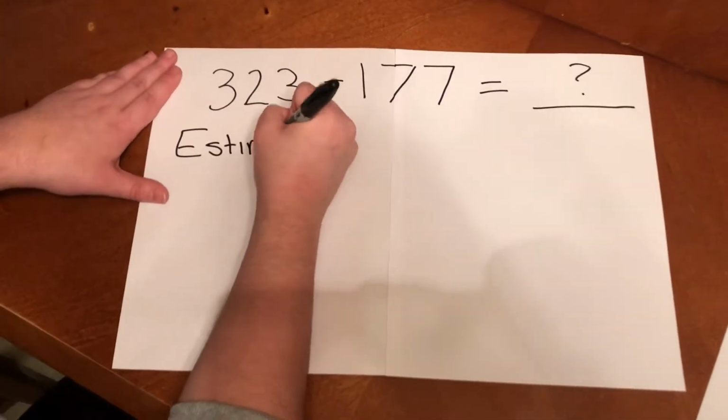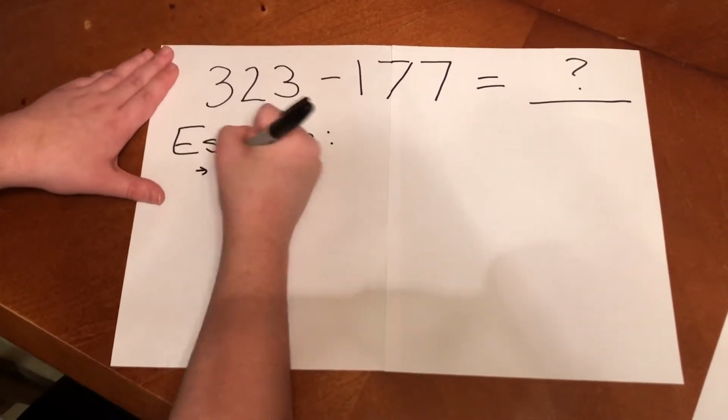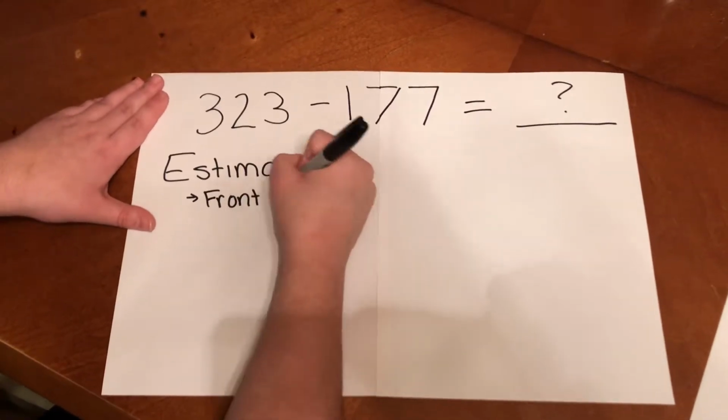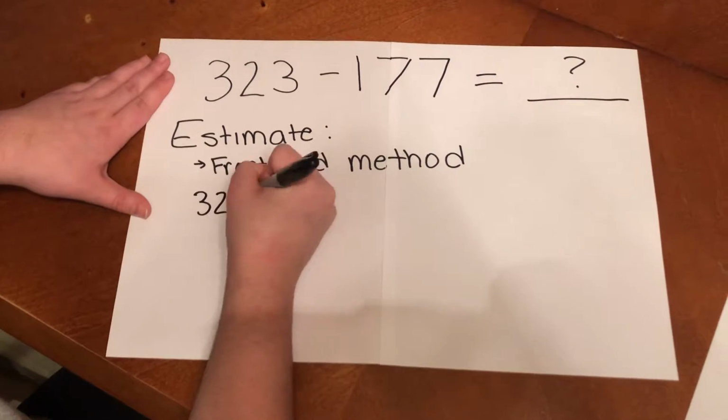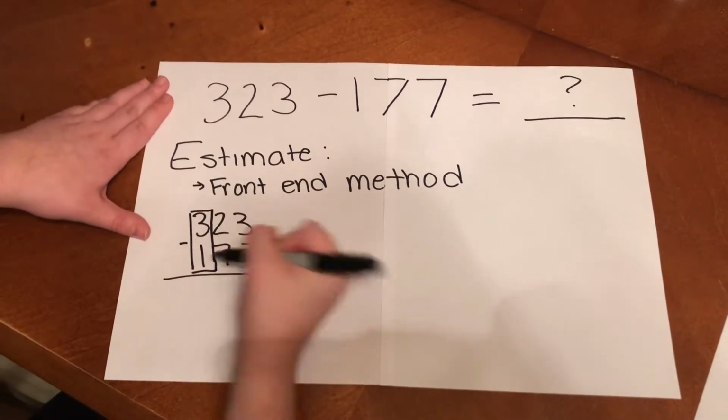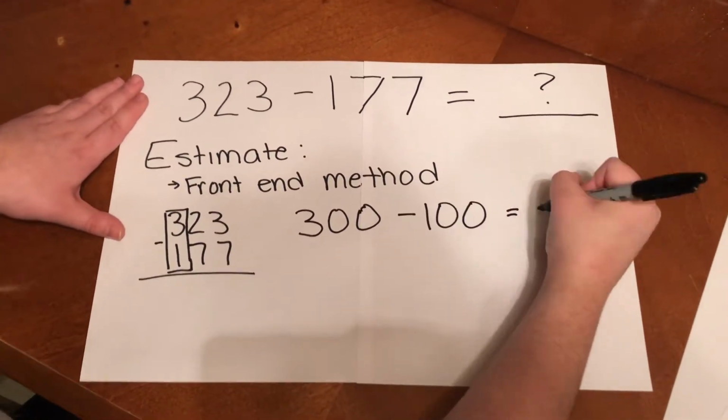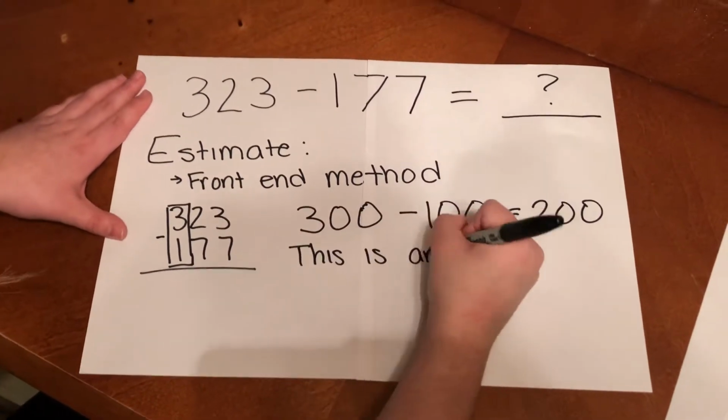The subtraction problem we're solving is 323 minus 177. To estimate, I'm going to use the front end method. This way, I will take 300 minus 100, which equals 200.